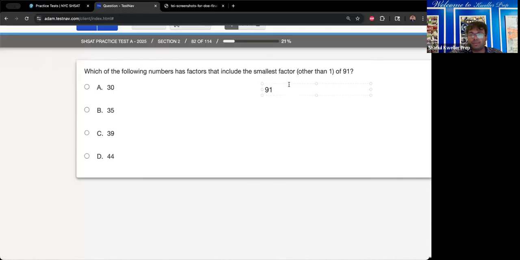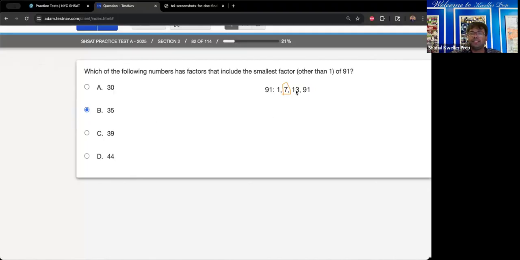I mean, one of the basic ones is just 1 and 91, and then you can just keep dividing it. It's not divisible by 2 or 3. Not divisible by 5. Yeah, it's 13 and 7. I think, right? 7 times 13. Yeah, it should be 13 and 7. So you just kind of have to go up. But it says include the smallest factor. So the smallest factor is not 13, it's just 7. And then factors that include the smallest factor, 7. So 30, 35, 39, 44. The only one that has 7 is 35. 35 divided by 7 is 5. So the answer should just be B.